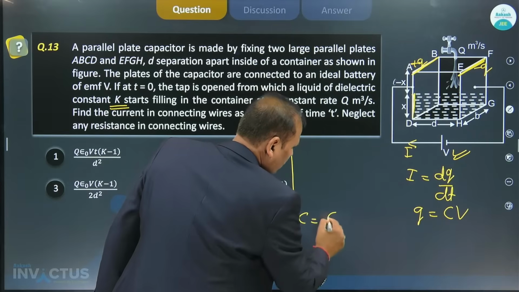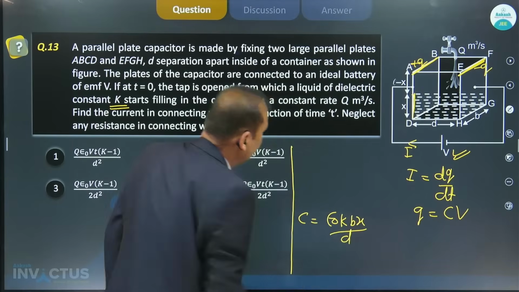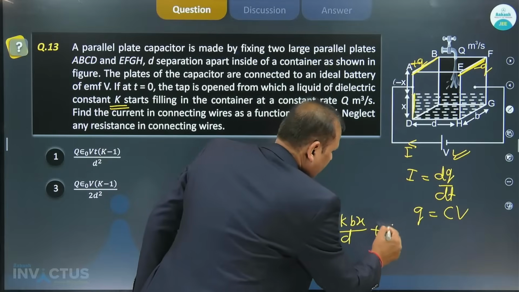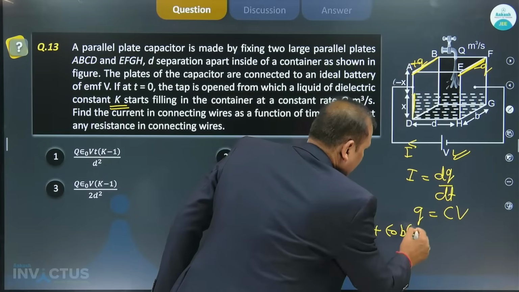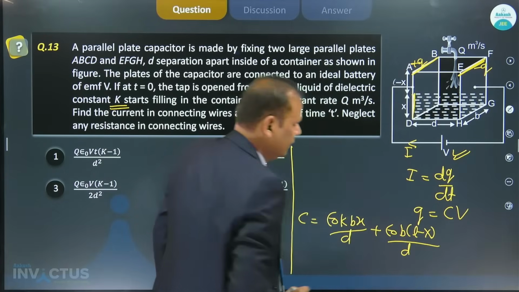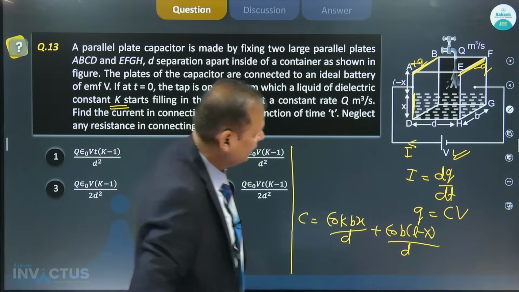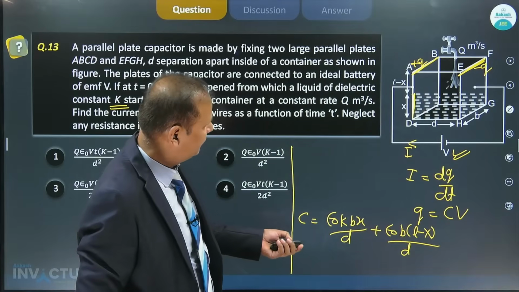C is equal to epsilon naught K Bx by D, this capacitance, plus epsilon naught B (L minus x) by D. So we have found the capacitance. Let's move on to the next page.